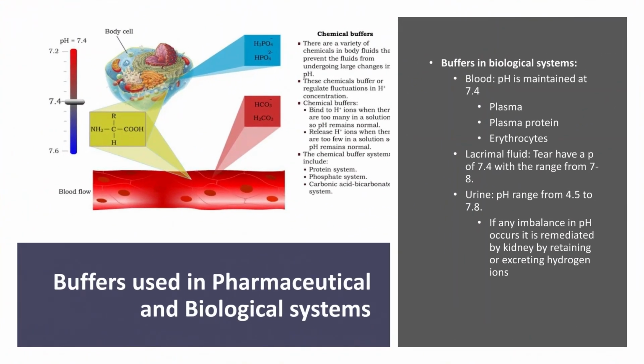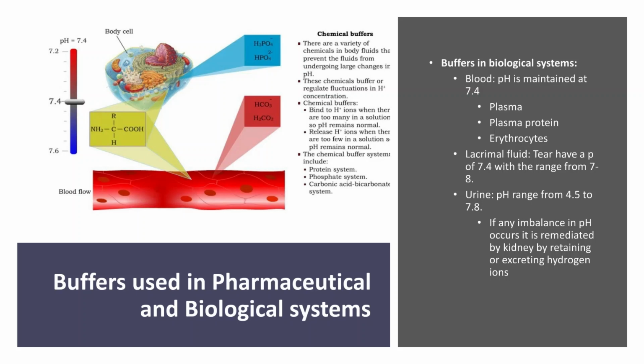When we talk about the various kinds of buffers which are used in the pharmaceutical and biological system, they are basically divided into three types. First of all, we have a very good buffer system at the blood level. In the blood, we have a buffer system composed of carbonic acid and bicarbonates. Apart from that, we have phosphate buffers and the buffers which allow us to maintain the protein concentration. Then another body part which has a buffer is the lacrimal fluid. Tears also have an optimum pH range. Then buffers are also able to maintain the pH range from 4.5 to 7.8 in the urine.